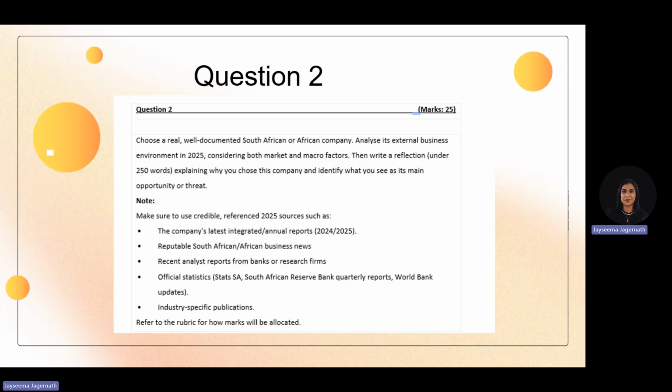Once you have done that, you're then going to write a reflection. So your reflection is how you feel. So why did you choose this business? And after doing this complete analysis, what is the main threat and opportunity for them? Remember, threats and opportunities are external to the business. Okay, so you're going to look at the external environment and identify that.